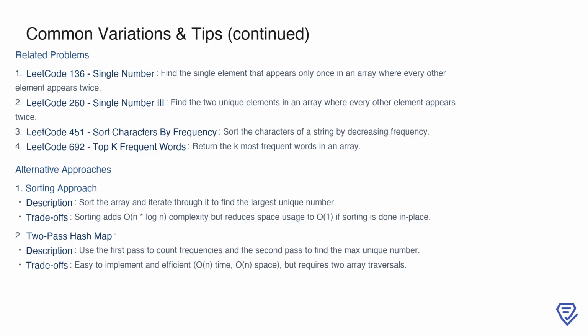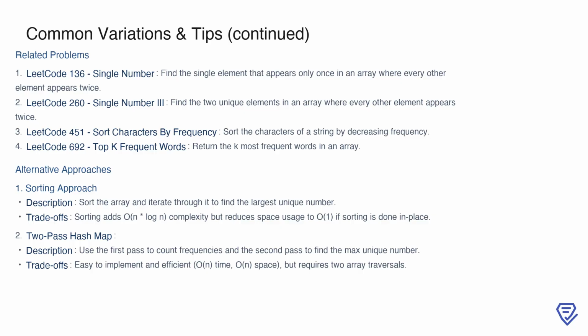Another example is LeetCode 260, Single Number 3, where you need to find two unique elements under similar conditions. Problems like LeetCode 451, Sort Characters by Frequency, and LeetCode 692, Top K Frequent Words, also involve working with frequency counts and sorting. Exploring these problems can deepen your understanding of related techniques.